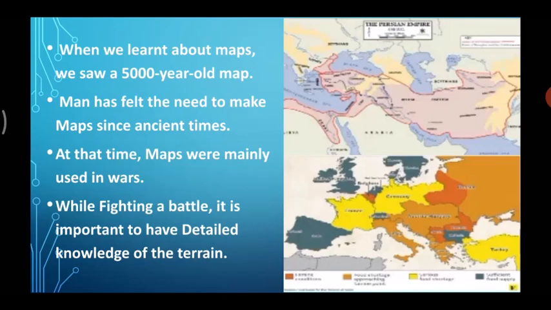So you need to be well prepared for this. It is very important. People previously used to make maps with their hand that would guide them in the wars. Now we have maps in our phone. But previously, during the wars and during the battles, they used to make their maps.